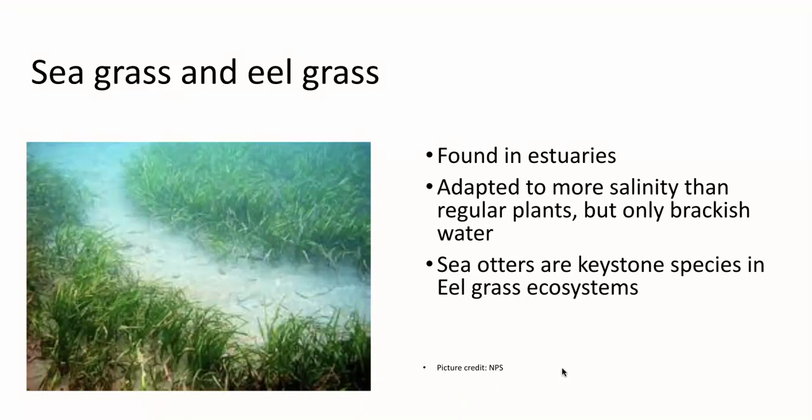Then we have some species here you need to know. So this isn't an ecosystem, but you need to know about seagrass and eelgrass. They're found in estuaries, and something interesting about them is that they're adapted to more salinity than regular plants, but not full salinity. So you're never going to see seagrass or eelgrass in the open ocean or really far off shore. We can see this sometimes if you're walking along the beach in Southern California, you'll see some grass along the shore. It's seagrass.